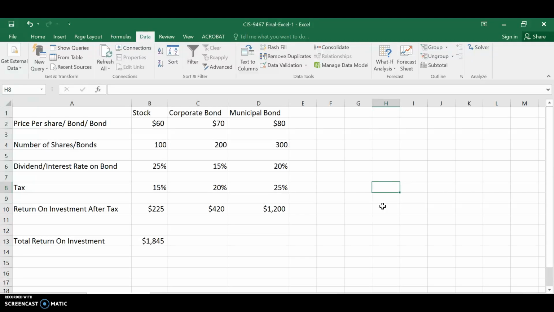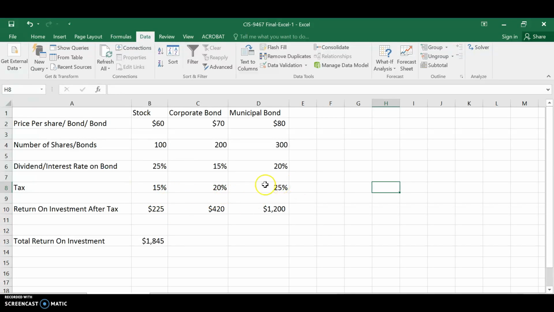CIS-9467. So for my final project, I will be utilizing the Excel Solver application to solve a targeted return on investment regarding this investment portfolio. And I will be looking at two things. First, the number of shares, corporate bonds and municipal bonds I need in order to reach a certain return on investment. And the following one, I will be looking at the same thing, how many shares I need to reach a certain return on investment when I have a different tax rate.